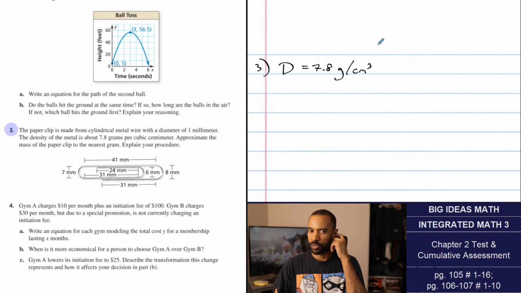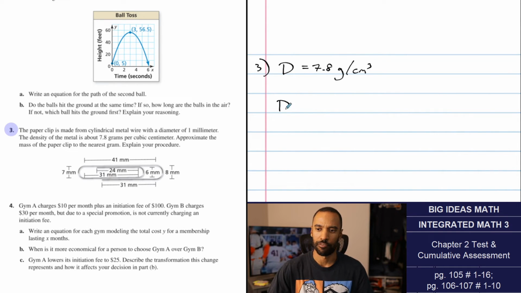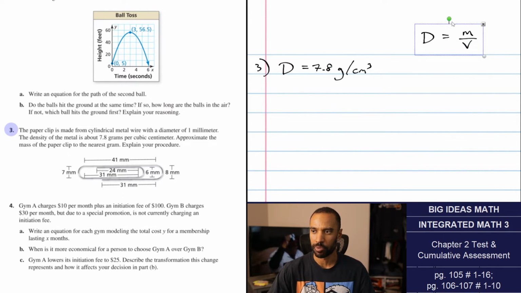Approximate the mass of the paperclip to the nearest gram. Explain your procedure. Well, density is mass over volume. We have density. We need volume to get mass. Okay, that's our basic premise of the explain your procedure. Our volume, here's the thing.